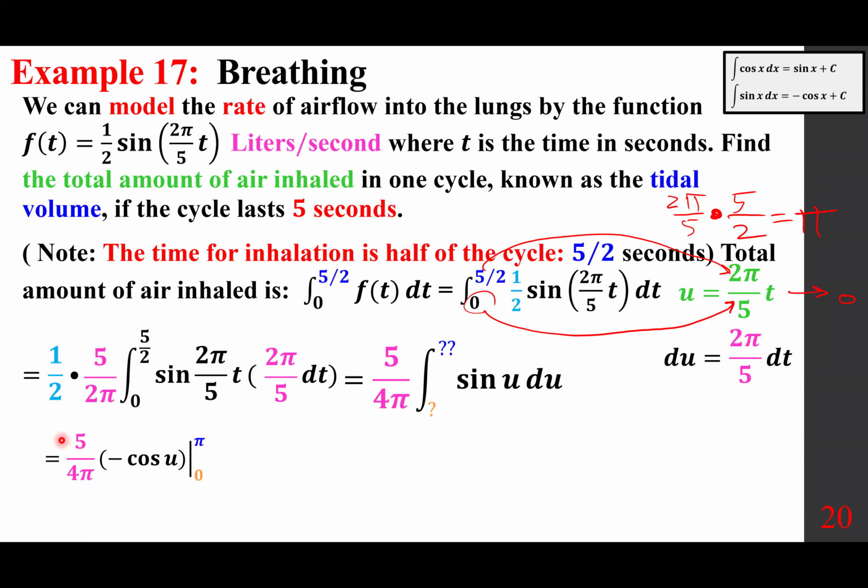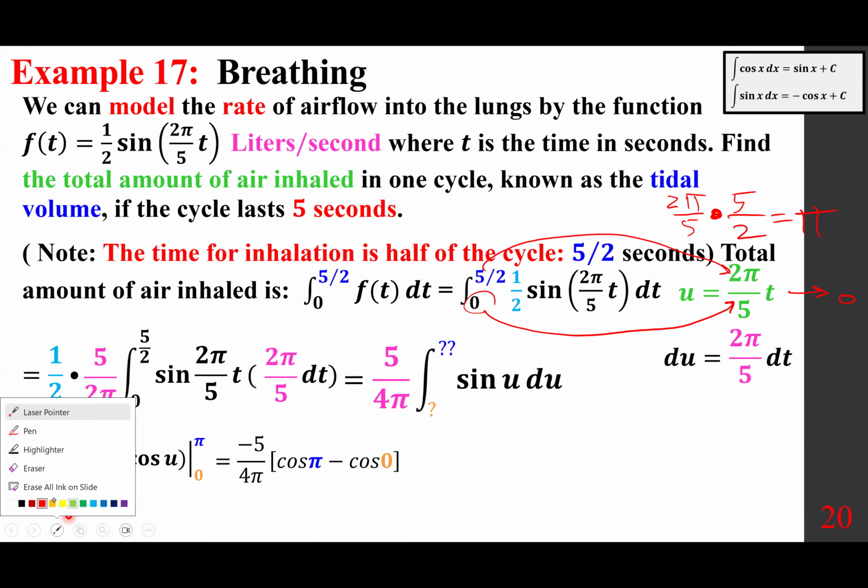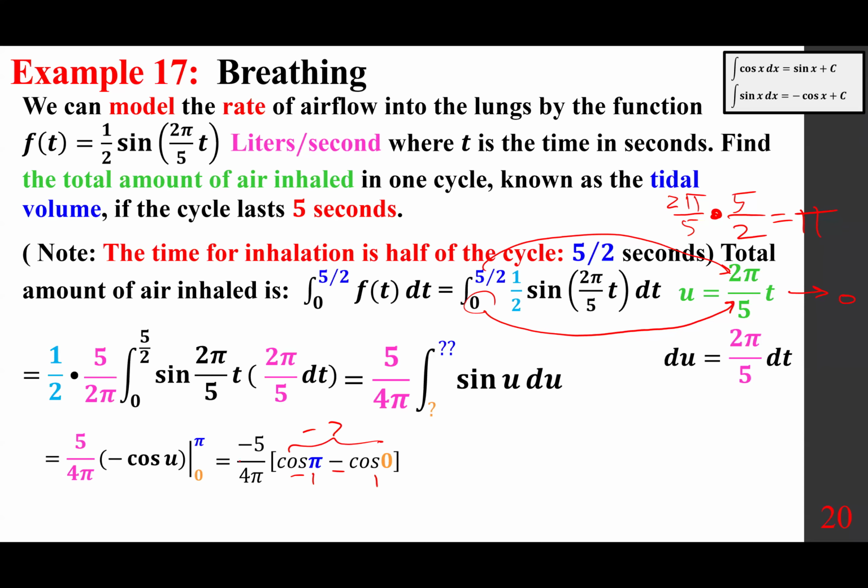So I'm going to take the negative out. I'm going to write minus 5 over 4 pi cosine of pi minus cosine of 0. And we had done this before. This was negative 2, if you remember. I'm going to write it again. So this is minus 1, it's minus 2. Minus times minus is positive. 10 over 4 is 5 halves, so 5 over 2 pi.